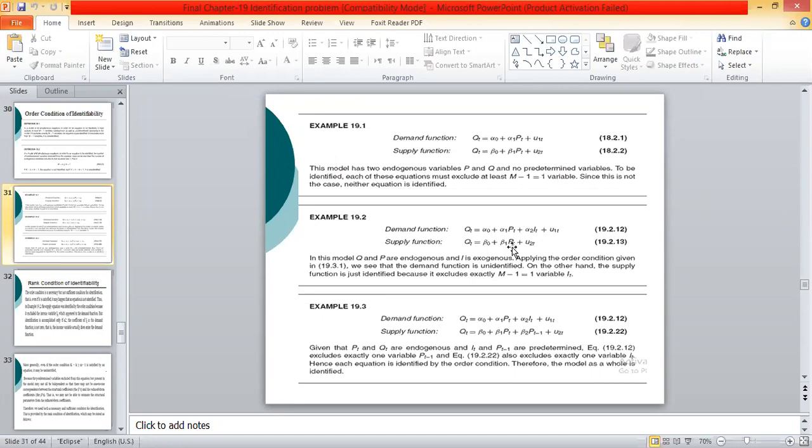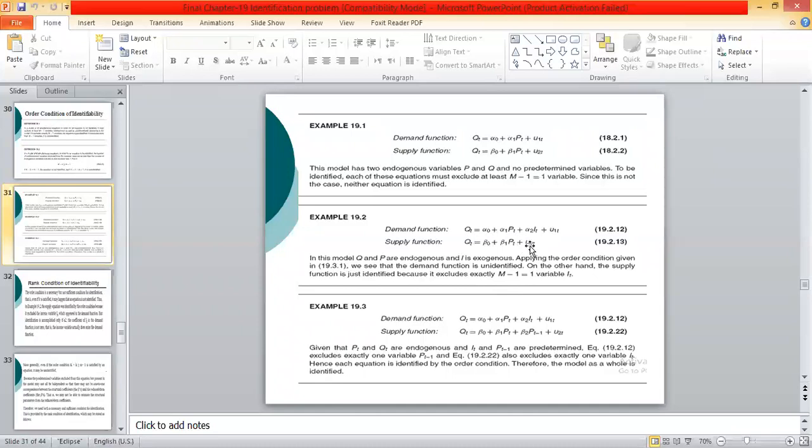And according to the formula, for an equation to be identified, it must exclude at least m minus 1 variable from the equation. So look at what m minus 1 is. M minus 1 equals 1 because m is equal to 2. 2 minus 1 equals 1. So you can see that the supply equation is identified. It is exactly identified because the supply function excludes at least m minus 1 variables, that is equal to 1.